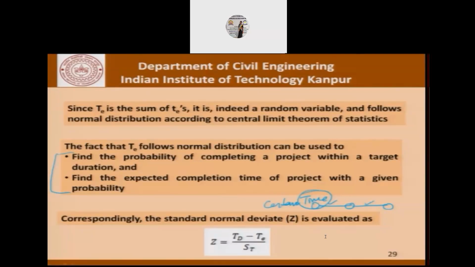That we will see in an example later on, but also we can find the expected completion time with a given probability. Basically, these two questions are just two sides of the same coin. Correspondingly, the standard normal deviate Z is evaluated as (TD minus TE) upon ST, and this is something which comes in very handy when we are trying to answer questions such as these.